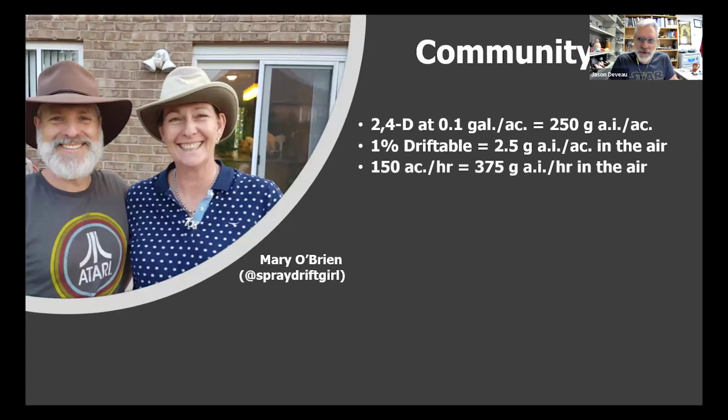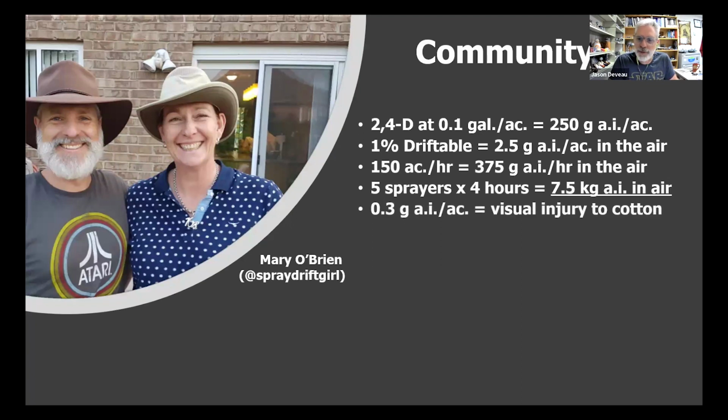But you sprayed 150 acres, not one. So the cumulative loading in the atmosphere is now 375 grams. That could totally cause trouble. And maybe it wasn't just you. Maybe all the neighbors are out spraying. That's 5 sprayers operating for 4 hours. Their collective impact on how much of this product could be in the air is 7.5 kilograms. And it takes 0.3 to cause visual injury to cotton.